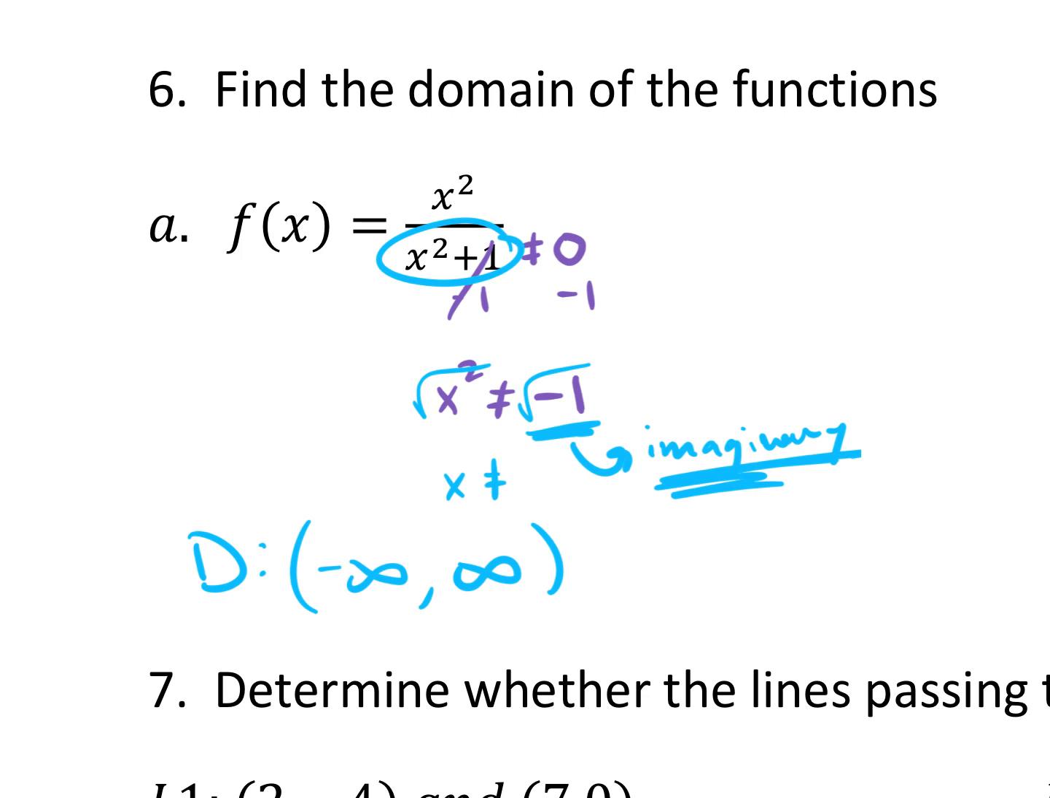But this isn't a real number, it's imaginary. So we have no restriction on the domain, because I could plug in whatever number I want into that x in the denominator, and I will never get 0. So because this is imaginary, it's all real numbers, negative infinity to infinity. I can plug in whatever I want.